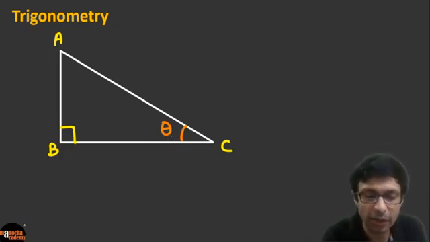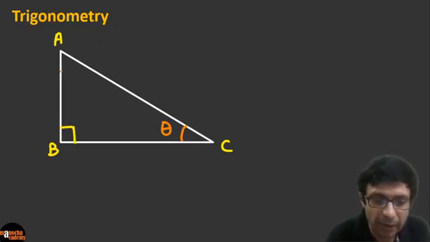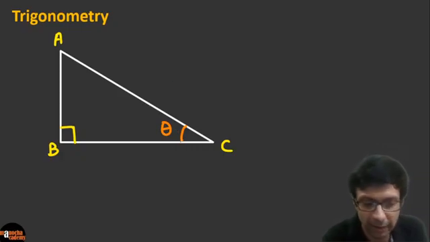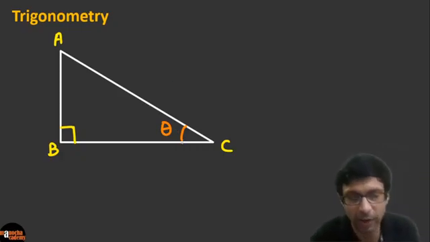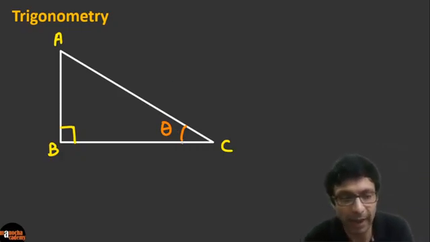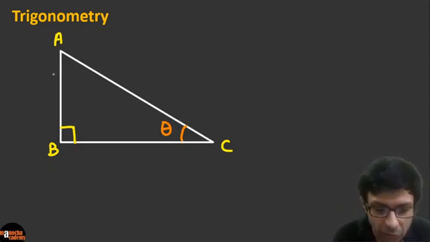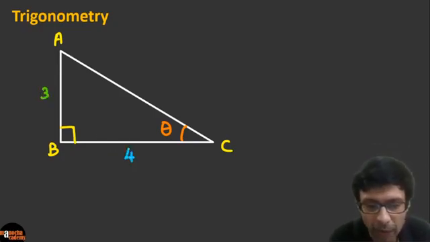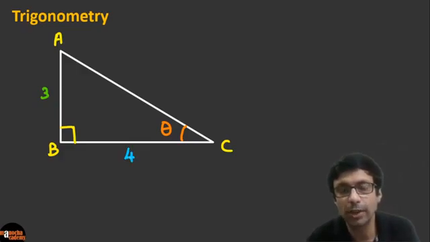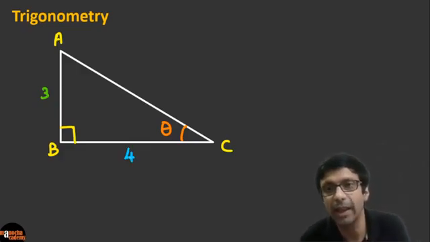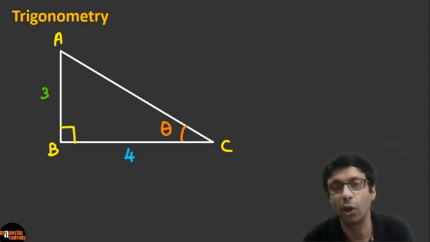Okay, now let's take a look at what we can call these. What do we have here? We have a right angle triangle, and we know this angle theta, right? Now with the help of this, let's say we are given some sides. Let's say we know that this side is 3 and this side is 4. If we are given two sides, we can actually find the angle theta using trigonometry.